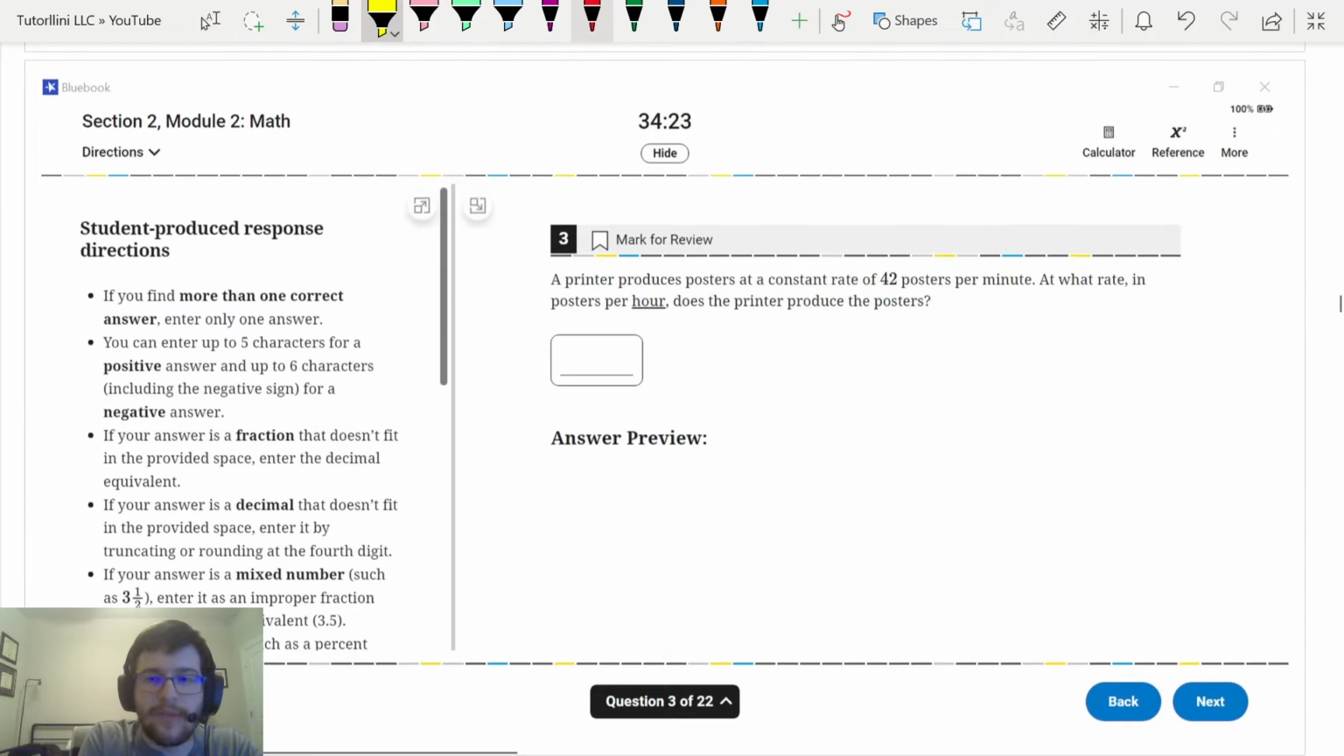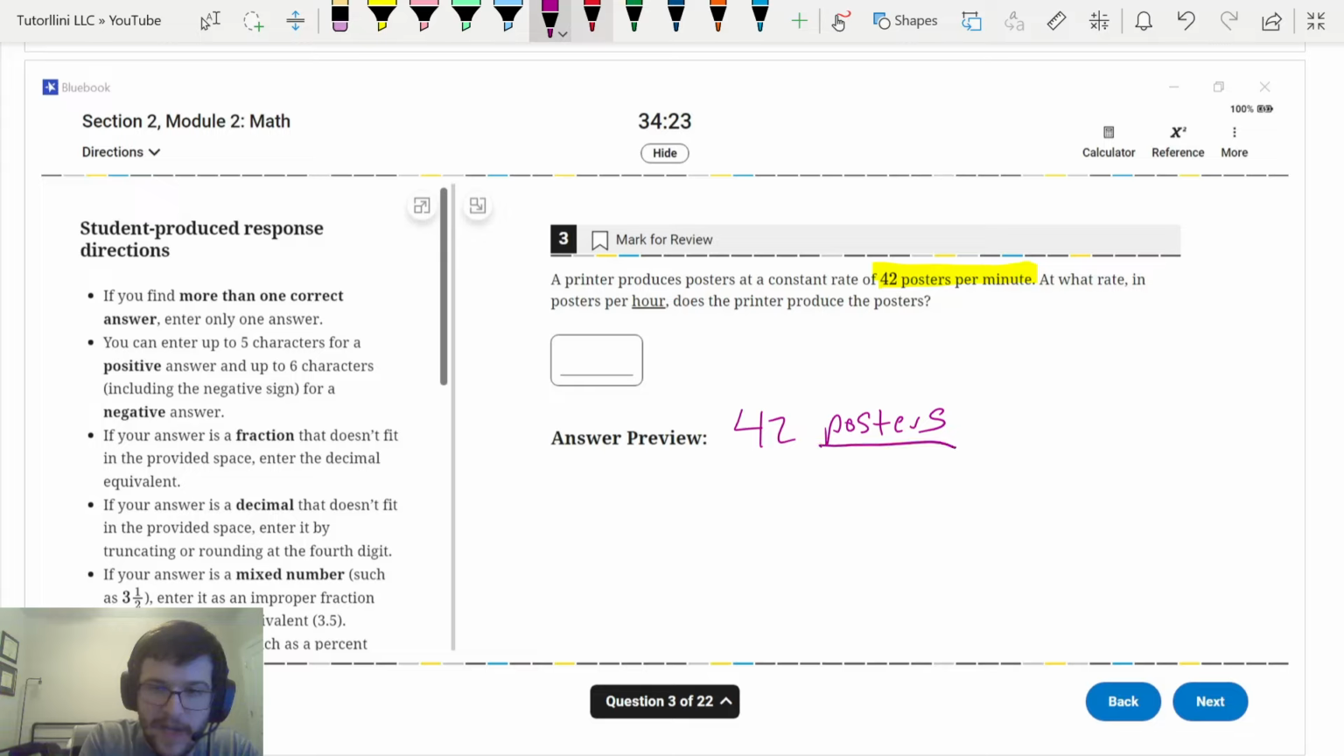Okay, a little bit of a tricky rate unit conversion. So we have 42 posters per minute. When it says per, remember I said per and each, that means divide. So we're going to divide posters per minute. And it wants us to convert it to per hour. So you have to know 60 seconds in a minute, 60 minutes in an hour, and 3,600 seconds in an hour. They're not going to give you those conversion factors. You have to know all three of those, okay? So the one that they're testing us on here is 60 minutes in an hour.